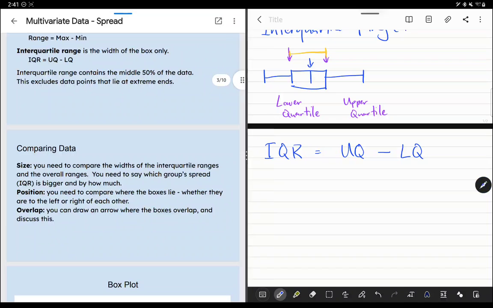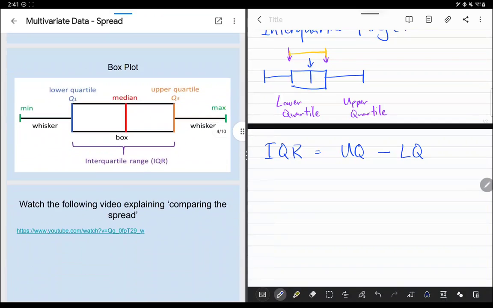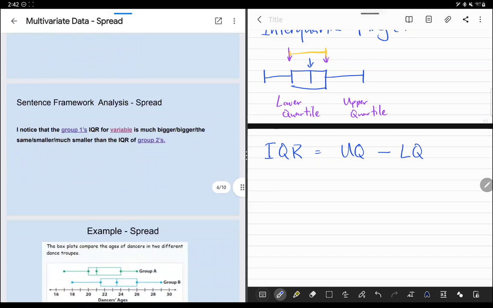So let's have a look. So yeah, that's the diagram we talked about. So that purple line there is the interquartile range, right? The gap between the lower quartile and the upper quartile. So not the range, the interquartile range. So something a bit smaller.